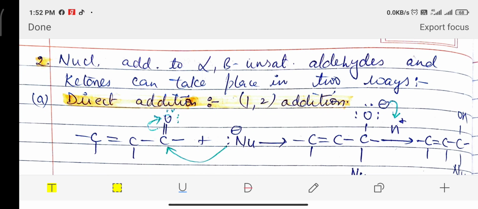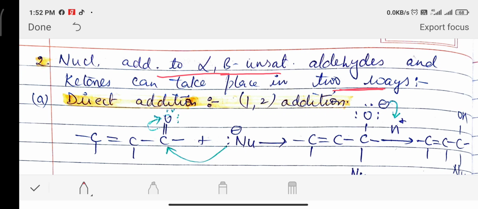Second, mainly we will be dealing with nucleophilic addition reactions to alpha beta unsaturated aldehydes and ketones, and they can take place in two ways because they have two positions to add the attacking reagent. The addition can be 1,2 addition or 1,4 addition.